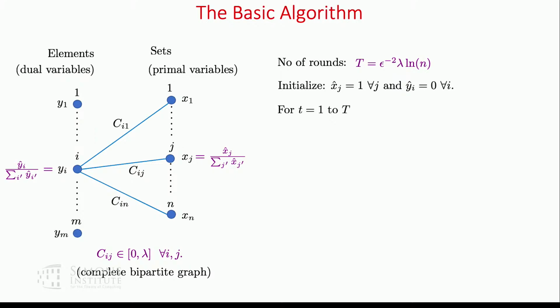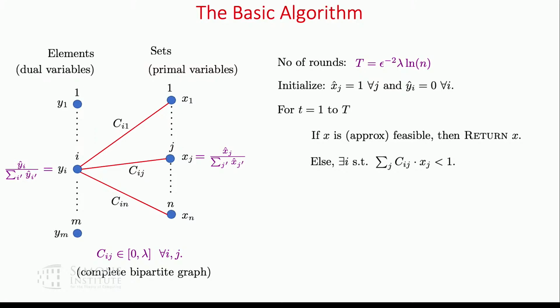Okay. So now it runs in T rounds. What happens in a given round? At the start of this round, if x, our set cover solution, is already approximately feasible, nothing else to do. We just return x and we stop. Or it's not feasible. That means there must be some violated covering constraint for some element i. So I'm just highlighting the edges participating in this constraint in red. Okay. And now what it tells us is, to satisfy this, we just need to raise the weights on the corresponding sets. And we do two things.